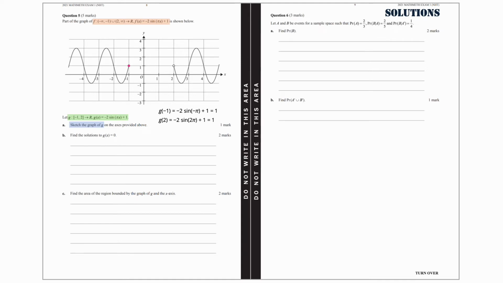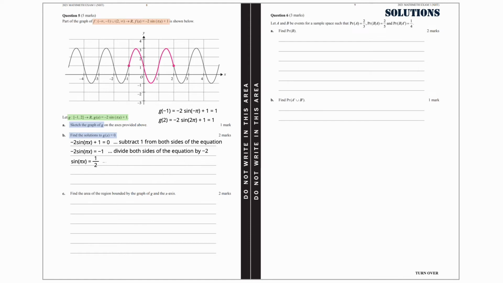Since g of x has the same rule as f of x, the shape of the graph is going to be the same. Part B. Find the solutions to g of x equals 0. So we have negative 2 sine pi x plus 1 equals 0. We subtract 1 from both sides of the equation, so we have negative 2 sine pi x equals negative 1. We divide both sides of the equation by negative 2. So we have sine pi x equals 1 on 2.